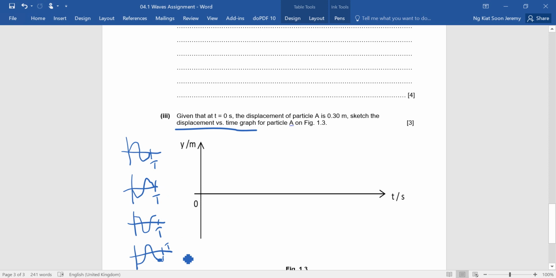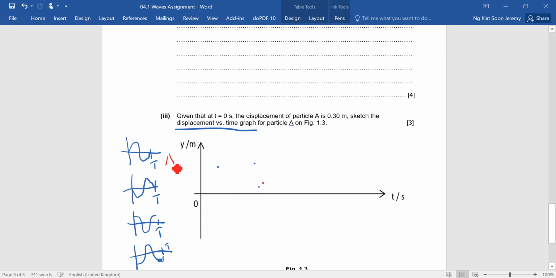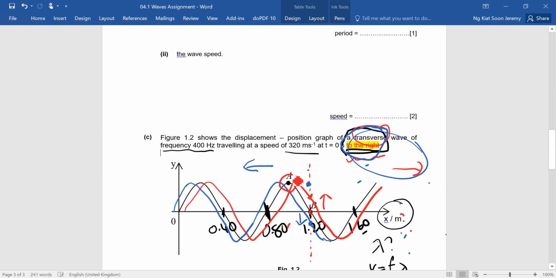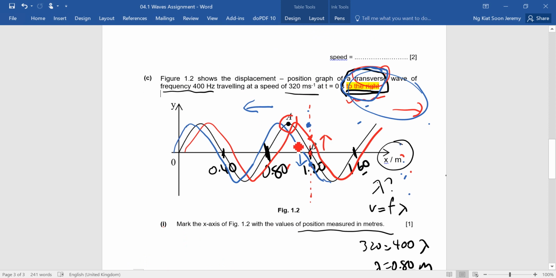Whenever I ask you to draw a displacement-time graph, just remember it's either positive sine, negative sine, and so on. Let me try to get my pen. What happened to my pen? It's either A, B, C, or D. If I look at A, actually I don't need to care too much because A starts at the amplitude, which is given as 0.3. At t equals 0, the displacement of A is 0.3 meters, so we assume that in this graph, this dotted line is 0.3.